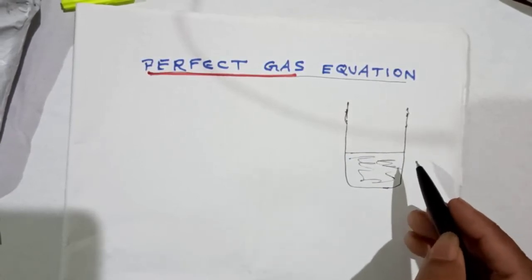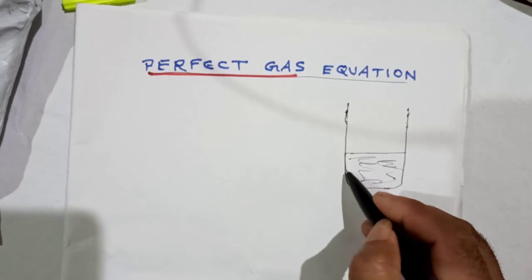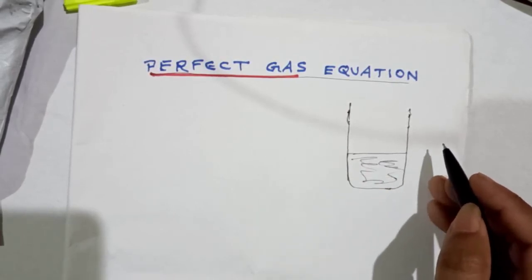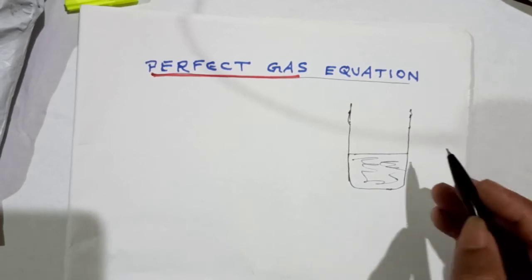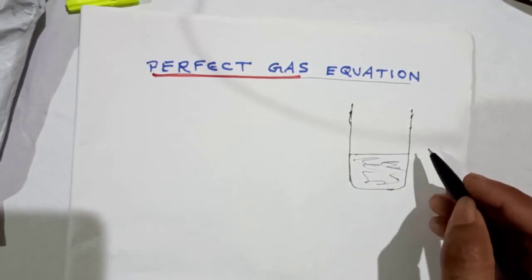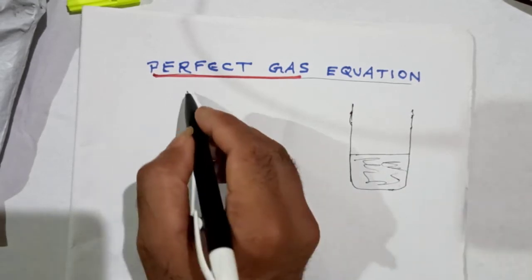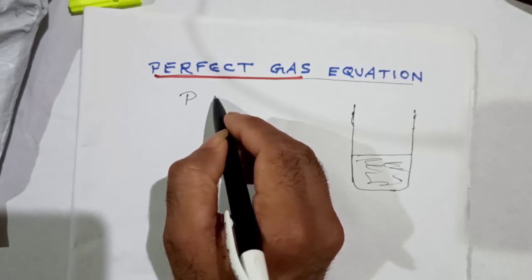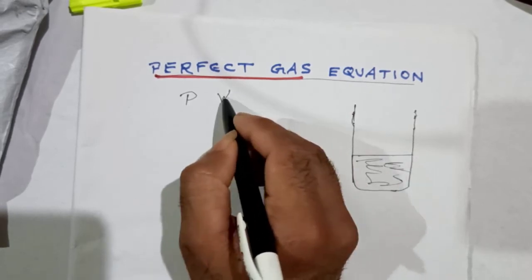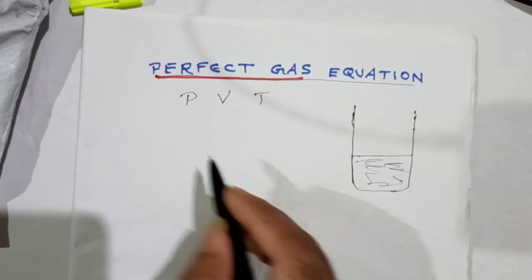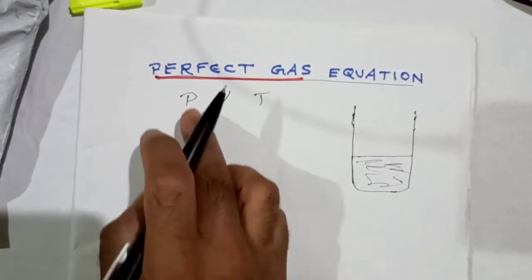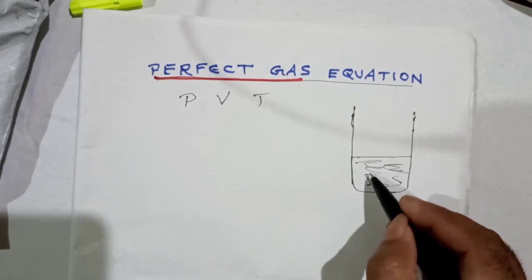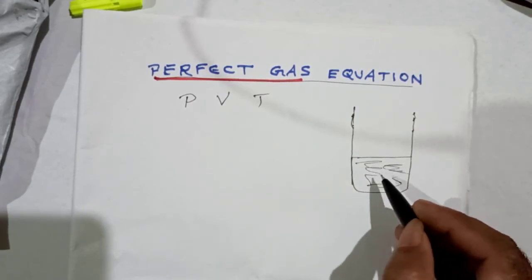And first of all, we know the thermodynamic variables, pressure, volume, temperature, like that we have so many thermodynamic variables, but first we are going to derive under this gas law P, pressure, V, volume, and T, temperature. Okay, the relationship between these. So first of all we consider 1 mole of a perfect gas.